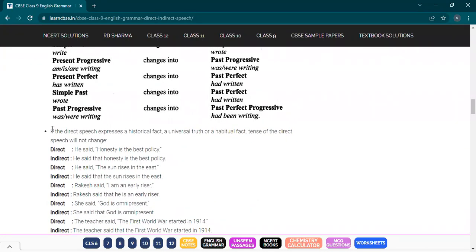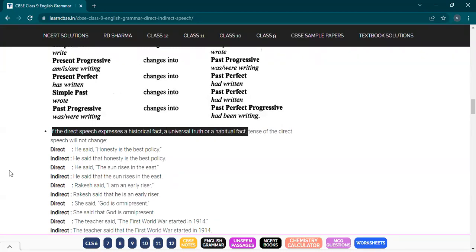Okay, very good. Please learn this rule. If the direct speech expresses a historical fact, a universal truth, or a habitual action or fact, then the tense of the direct speech will not change. Universal truth क्या होता है? The sun rises in the east. The earth revolves around the sun. So these are the facts which you cannot change, universal phenomena. Historical fact है, find a place: if the Taj is there in Agra only, it will not change. So there are many historical facts, there are many universal truths, and there are very much habitual actions also there. That habitual action is that I get up early in the morning.